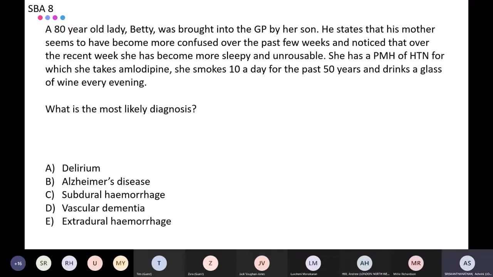Okay, so just going to open up the next poll for this. So next one, got an 80-year-old lady, Betty, who was brought into the GP by her son. She states that his mother seems to have become more confused over the past few weeks and noticed that over the recent weeks she has become more sleepy and unarousable. She has a past medical history of hypertension for which she takes amlodipine. She smokes 10 a day for the past 50 years and drinks a glass of wine every evening. What is the most likely diagnosis?